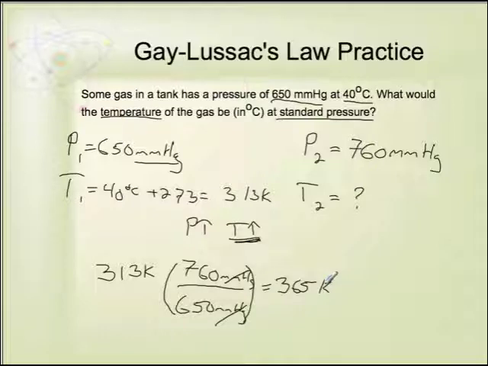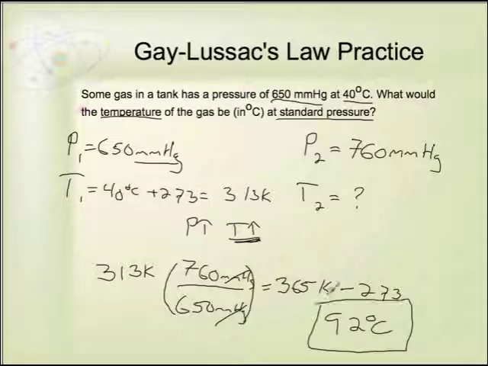It says, what is the temperature in degrees Celsius? What's that new temperature going to be? If I have 365 Kelvin, I need to go backwards to Celsius. If I subtract 273 from that, I'm left with 92 degrees Celsius. The subtraction rule says there are no decimal places, so those two numbers are fine with no decimal places. 92 degrees Celsius.